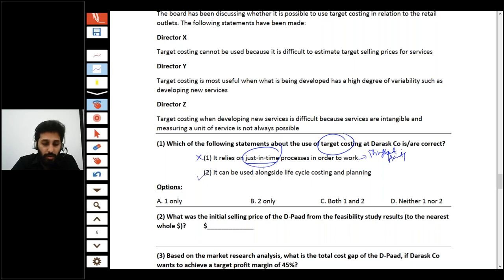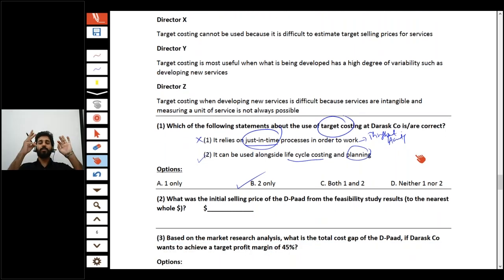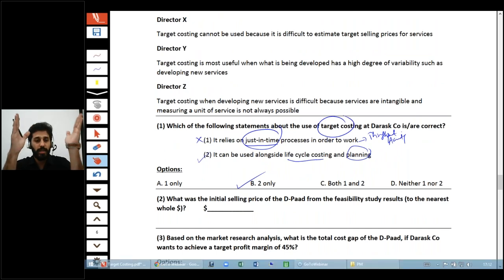Number two, it can be used alongside lifecycle costing and planning. The answer is yes. Now, what is this thing? What is lifecycle? You might be aware of the lifecycle principles. Lifecycle is actually the estimated life of the product. Now, if I am estimating 3 years or 4 years of life for my product, so the concept of target costing can be easily applied.